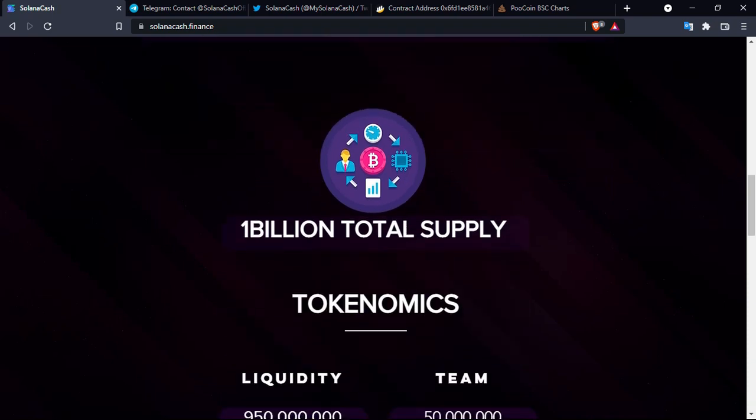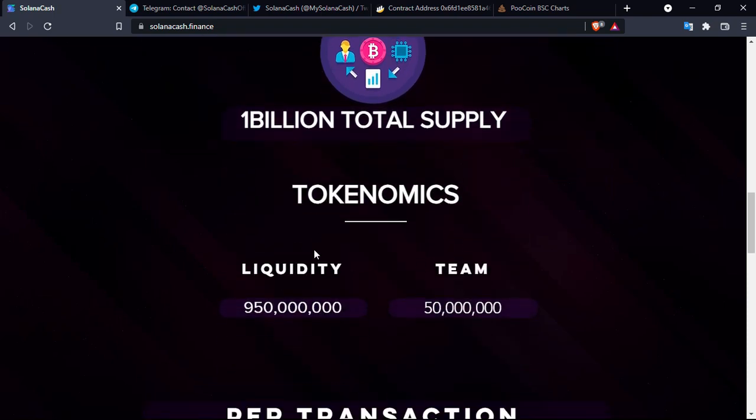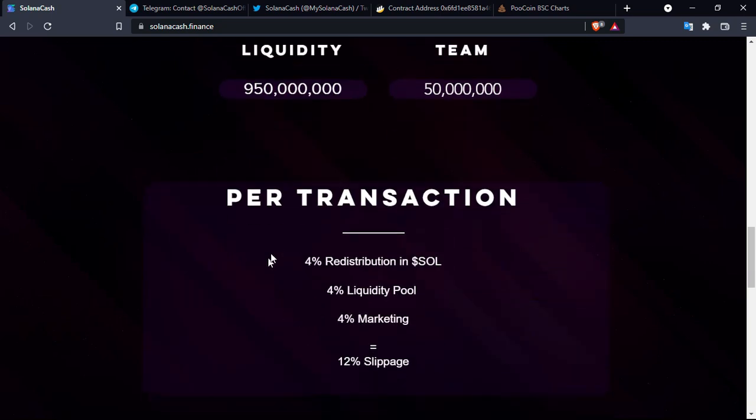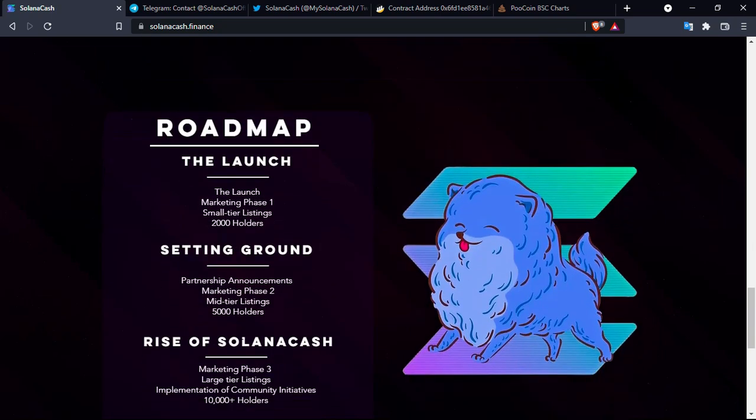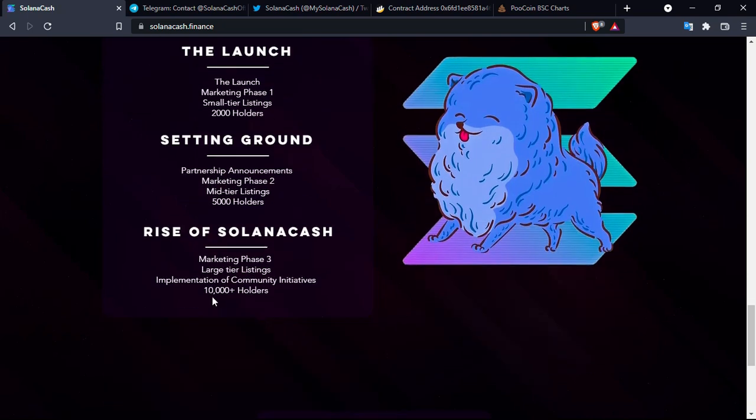1 billion total supply. Tokenomics are simple. 950 million are liquidity and 15 million for the team. For every transaction, there is 4% going to the redistribution in SOL, 4% to the liquidity pool, 4% for the marketing, and this all will give you 20% slippage. You have here the roadmap, you can check it if you want.